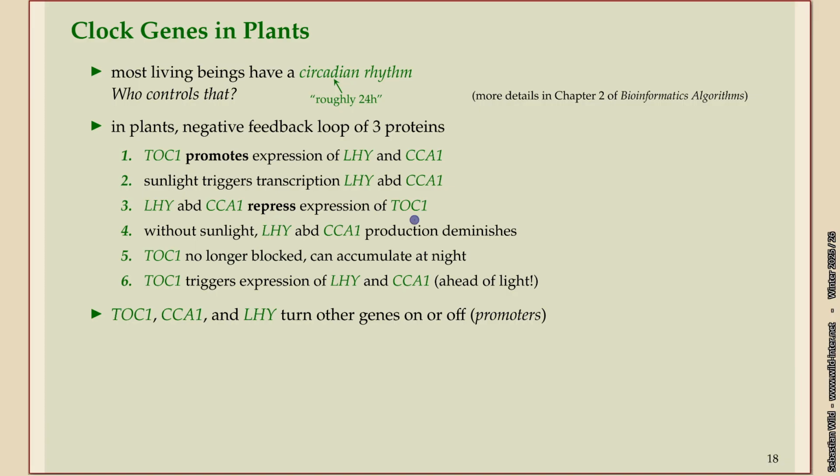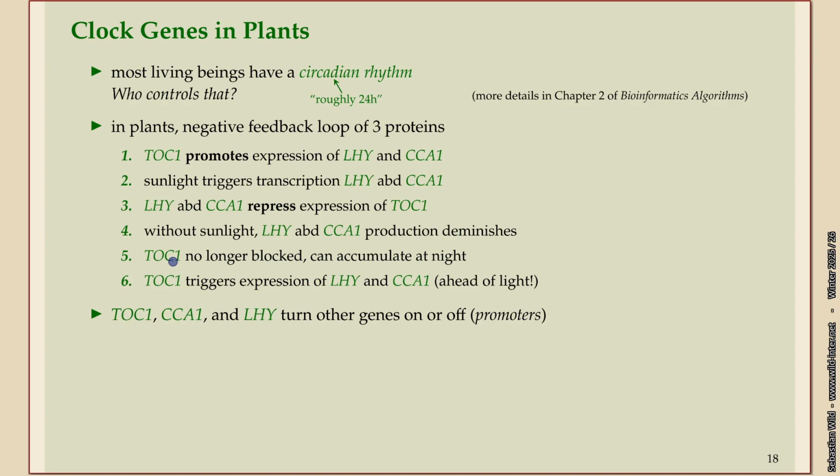So you have kind of a negative feedback cycle, so that over the day, a lot of these are made. They then repress more production of this TOC1 protein, which triggers more protein production of these two. But once the sunlight's gone, these start to slowly get less. That means this TOC1 is no longer blocked from the high concentration of these two guys and can accumulate overnight. And that kind of sets a timer for when the night is over.